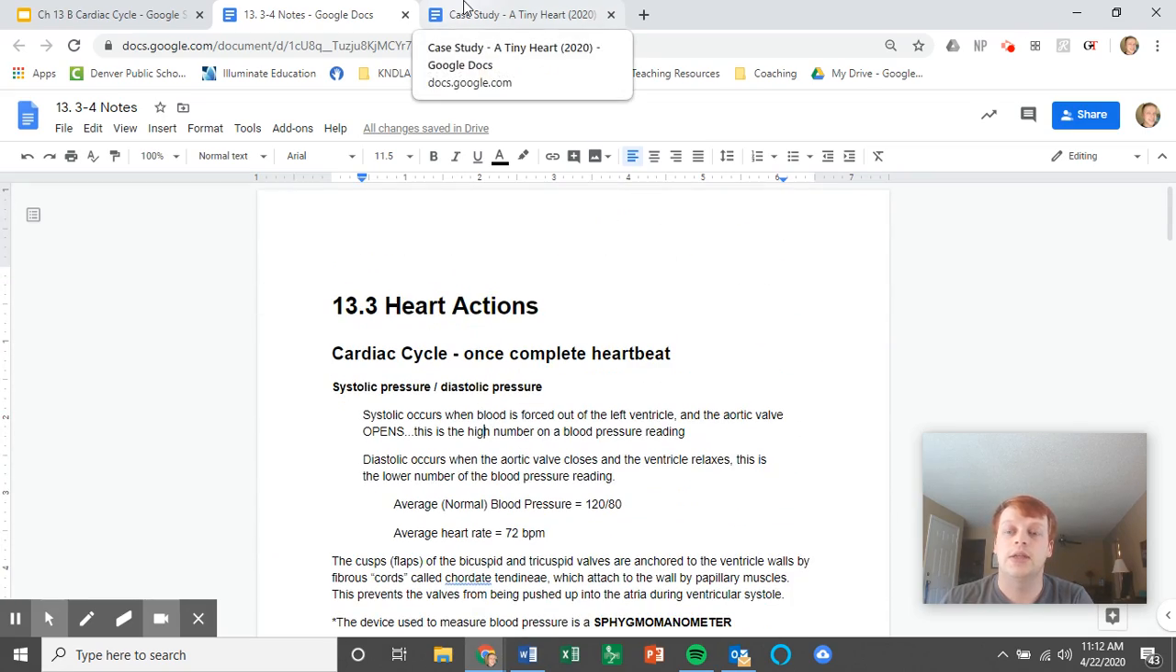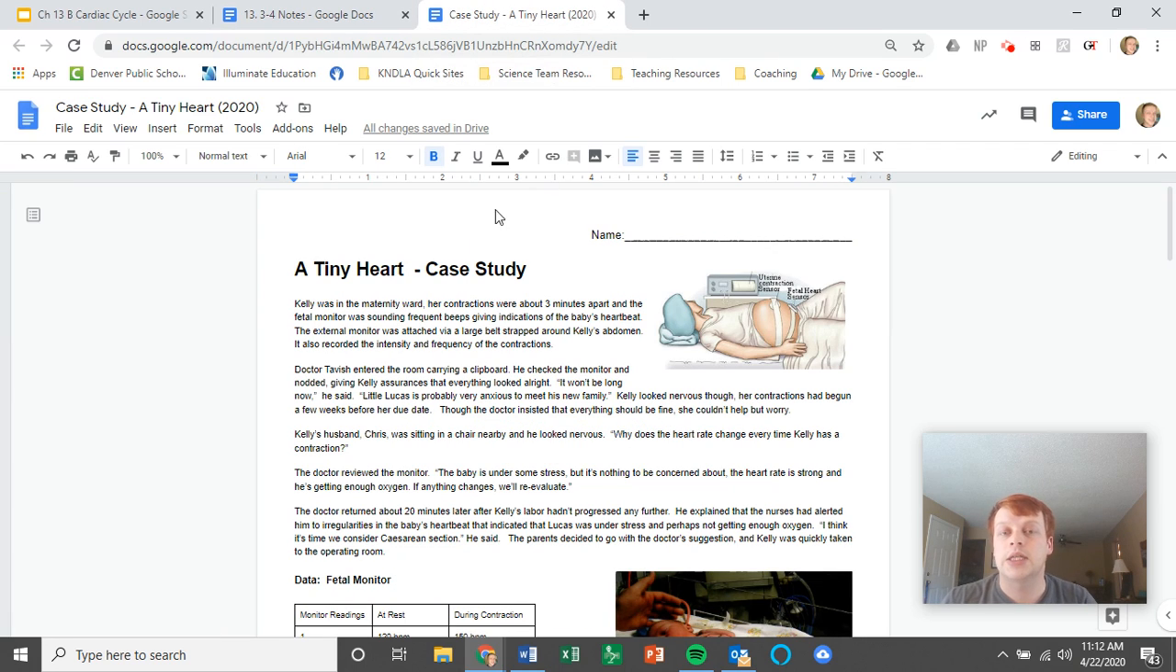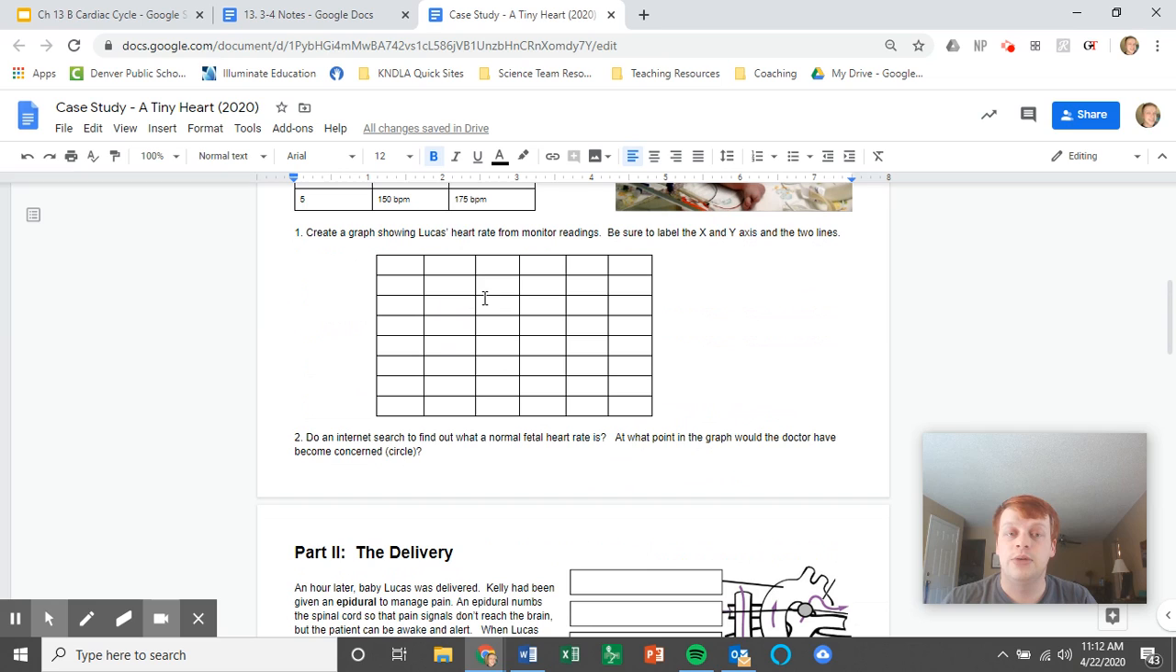And then finally, the notes are filled in because you do have a case study to complete. So you'll do this on your own. This will count as your classwork and your quiz grades for today's class. You have different things to do.